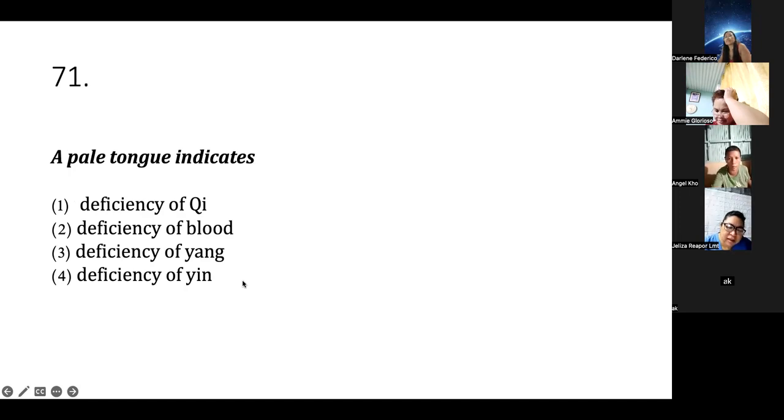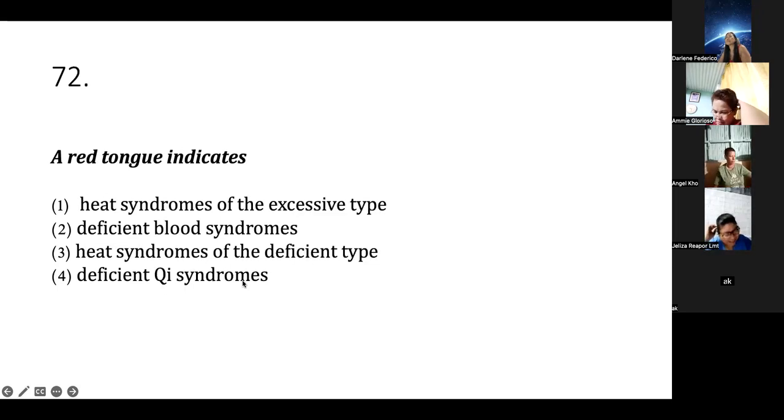A pale tongue indicates letter A, deficiency of Qi, letter B, deficiency of blood, letter C, deficiency of Yang, letter 4, deficiency of Yin. My answer is letter A, deficiency of Qi. Okay. It's the same question as earlier, no? Number 72. We repeat until you memorize it. So finish up to 84.